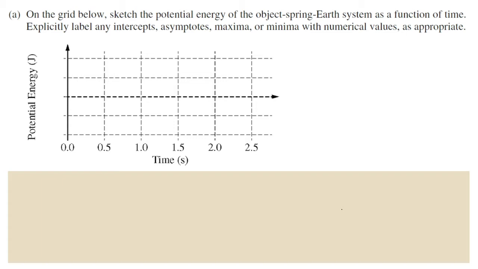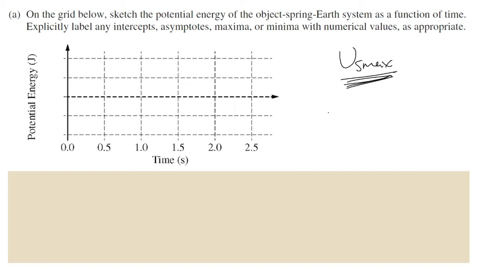Of course, they're only telling you intercepts, asymptotes, maxima, minima, or whatever, because they don't want to give away the answer. They're just basically saying label the important stuff. And what I hope everybody realizes is one piece of the important stuff is going to be figuring out the maximum potential energy here in this problem.